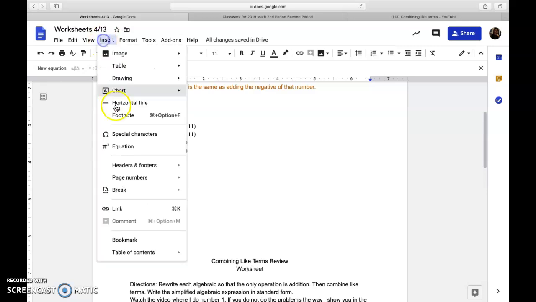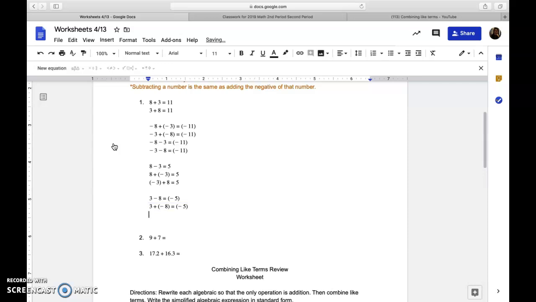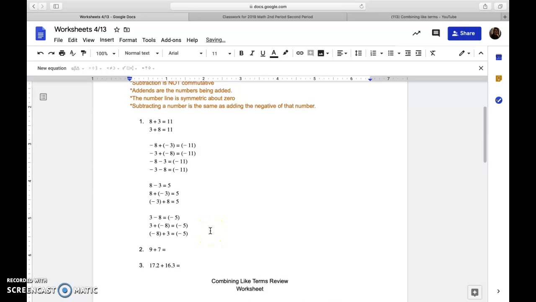So now let's show that subtracting a number is the same as adding the negative of that number. And lastly, let's show that addition is commutative. All right, we're going to rearrange the addends, change the order of the addends. And that is all. Those are all the equations that I want you to list for each question, right?